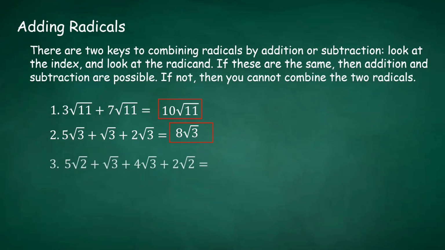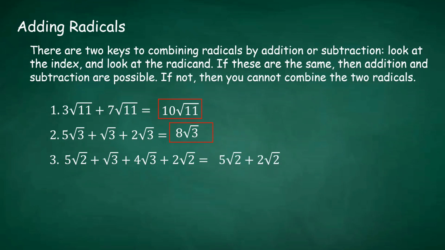This next example, number 3, contains more addends. Notice how you can combine like terms. Those are radicals that have the same root and index, but you cannot combine unlike terms. 5 square root of 2 plus square root of 3 plus 4 square root of 3 plus 2 square root of 2. To add this, you need to combine like terms. 5 square root of 2 and 2 square root of 2 are like terms because they have the same radicals. Also the square root of 3 and 4 square root of 3 are the same radicals.